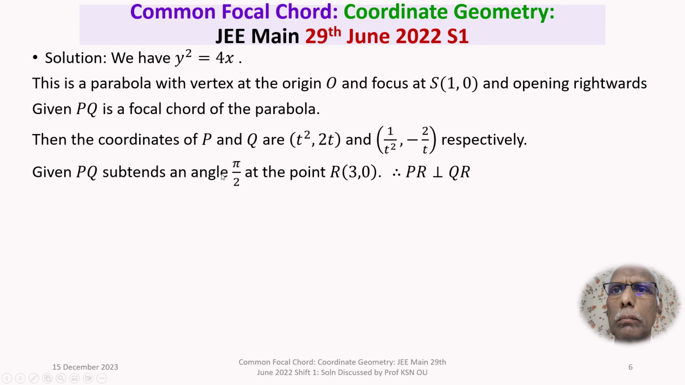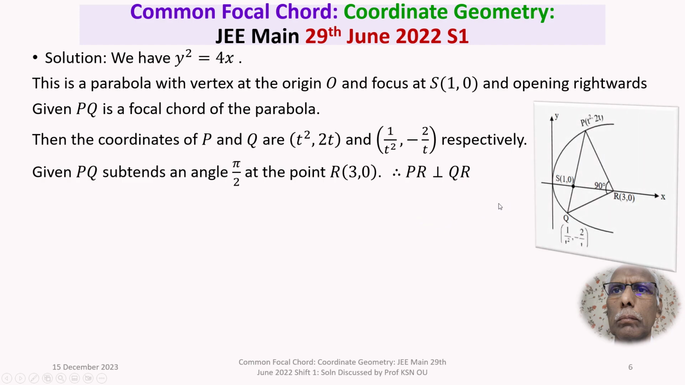Now, given PQ subtends an angle pi by 2 at the point R with the coordinates (3, 0), PQ subtends an angle pi by 2 at R means PR is perpendicular to QR. A rough figure, you can visualize this one. So PR is perpendicular to QR means the slope of PR multiplied by the slope of QR must be equal to minus 1.